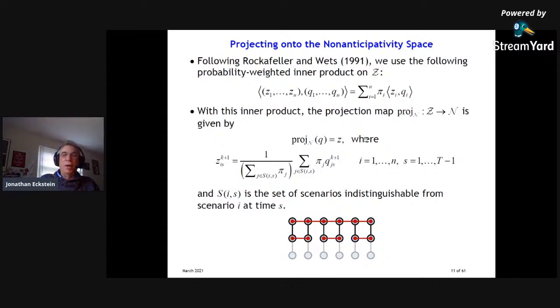And when you use that inner product, then projection onto this subspace is kind of what you'd think. If I have a set of variables and decisions that are all different here, I would just average them, but you actually average them weighted by probabilities. And then at other stages, you average groups of these vectors that correspond to the same node in the decision tree, but you always average them weighted by their probabilities, which is what this somewhat complicated formula is trying to say.